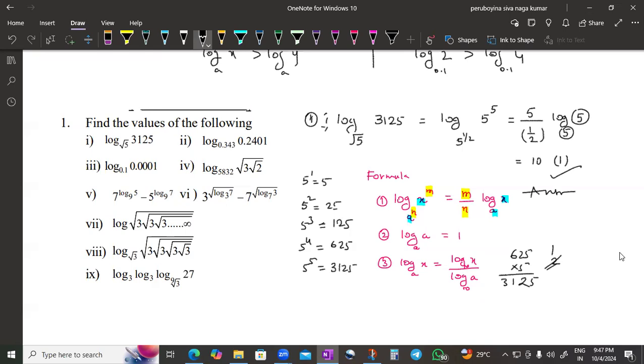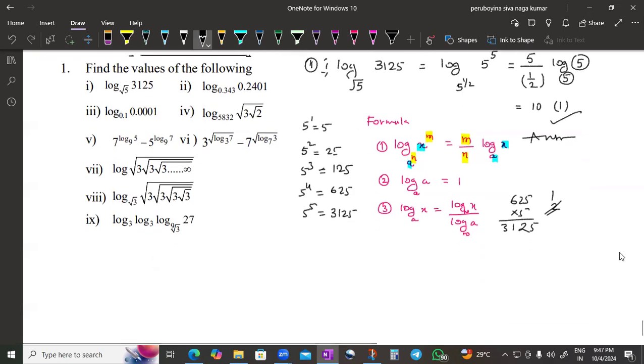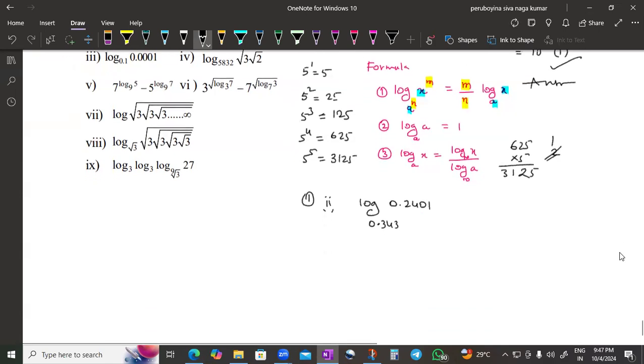So, of course, it is not MCQ type of problems. So, practicing problems. Understood this one? Next, we are moving to next problem. Problem 1, 2. So, log 0.2401 base 0.343. So, let's see what happens.